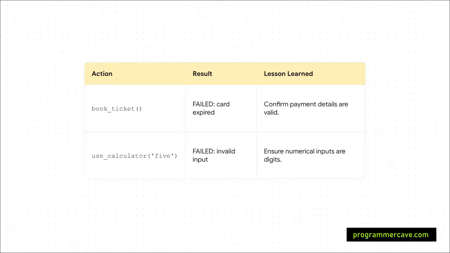And here's the most important part. That memory has to include failures. By logging that a payment failed because a credit card expired, the agent actually learns a new rule. Hey, next time, I should confirm payment details before I try to book. This is how an agent genuinely gets smarter and more reliable over time, by actually learning from its own mistakes.